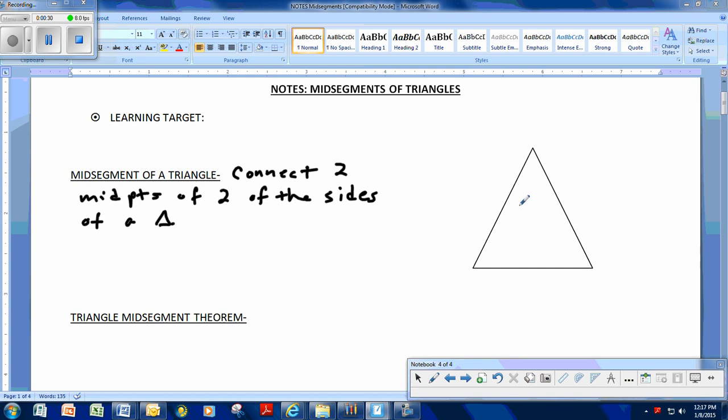So here I have a triangle. If I take the midpoint of the left side, which I'll say is about right there, that makes this congruent to that. And I take this midpoint, which makes these two pieces congruent. When I connect those, this would be the midsegment. Okay?